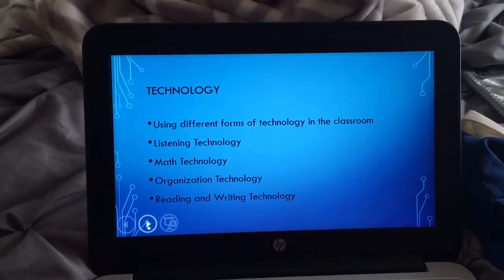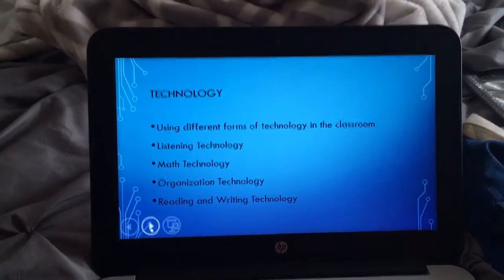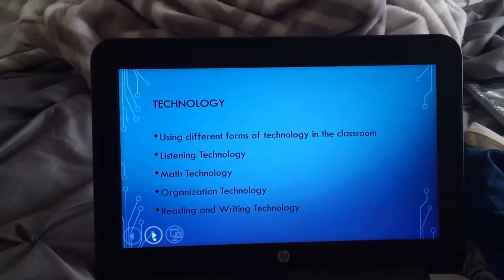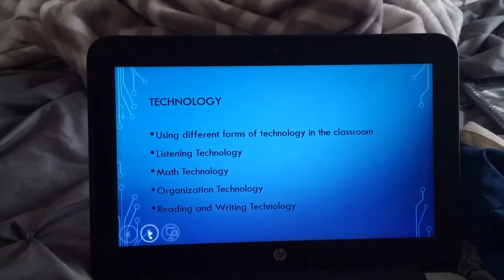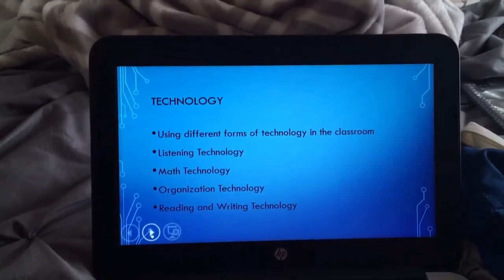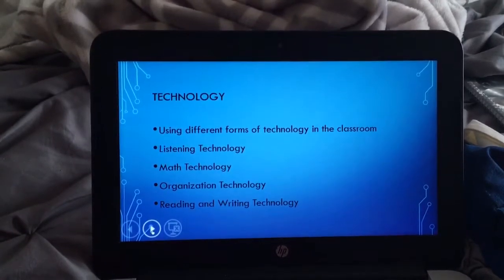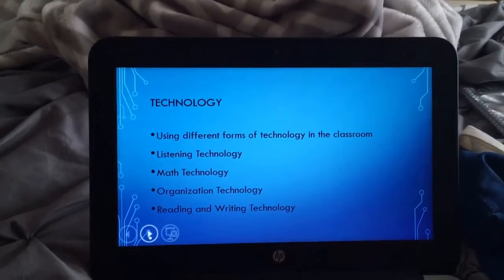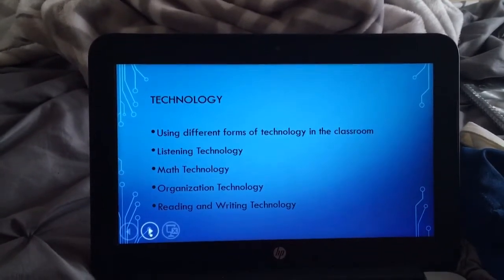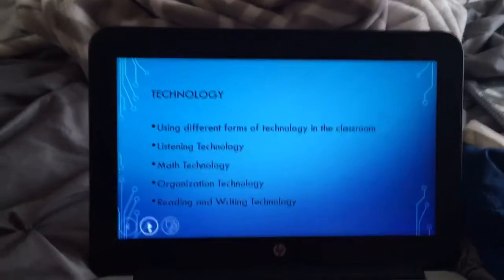Organization technology. These tools can help teach organization for children who have a hard time putting things together. Reading technology. You can use text-to-speech or record your voice for the child to understand what they are learning. Writing technique. This also can help a child who has a hard time using a pen or pencil. This is when you could use a smart board where you can use your finger instead of using a pencil.